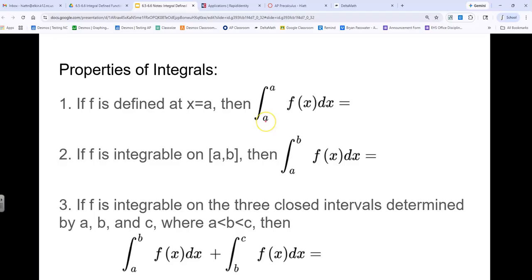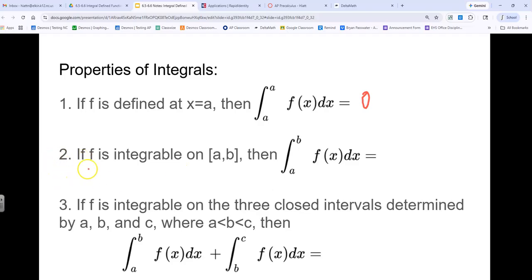Or if you want to put a number in instead of a, from 1 to 1, or from 4 to 4, it's going to be 0, because what's the width of that interval? 0, right? It doesn't matter what the height of it is, you get nothing. So if you ever have an integral where the limits are equal to each other, it does not matter what that function is, as long as it's defined. If it's undefined, like an asymptote or something, then they really shouldn't be asking you that question anyway. You're just going to get 0.